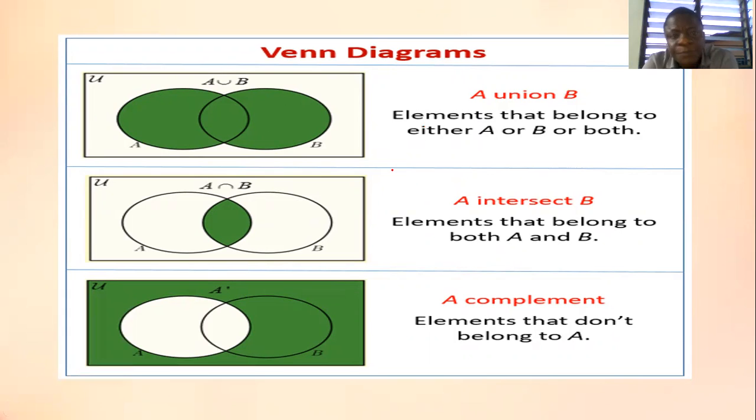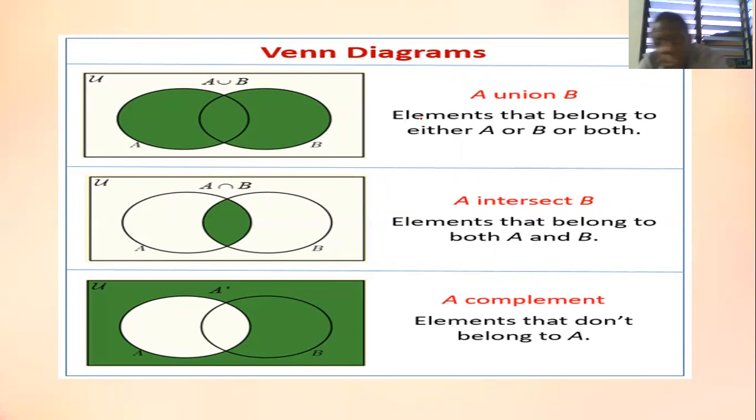We said that when you have a bigger set from which smaller ones are formed or obtained, then the bigger set becomes what we call the universal set. And to represent that on a Venn diagram, we use a rectangle. The bigger one is represented with the letter U. You can equally use a different letter. The smaller ones, which are the subsets, are represented with circles within the rectangle, the universal set.